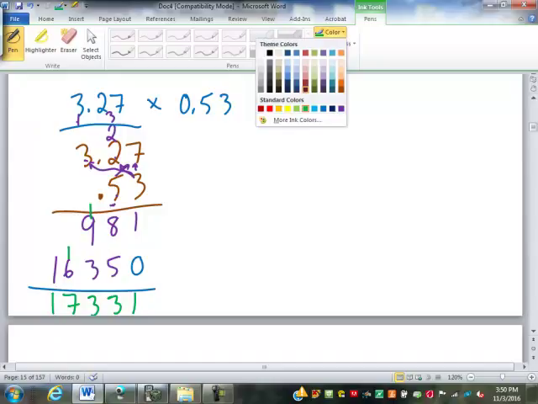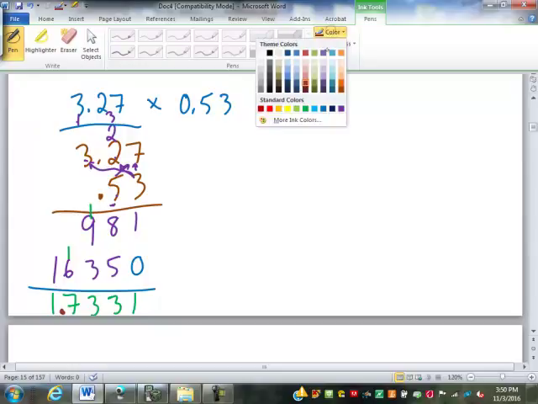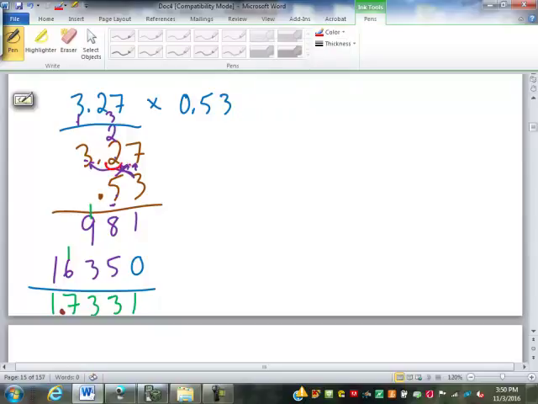Where does my decimal point go? Between the 1 and the 7. Perfect. How do I know it goes there? Sure. We were taught to count 1, 2, 3, 4 decimal places in the problem. And we start at the back side and go 1, 2, 3, 4 decimal places in our answer, right? Well, again, why?